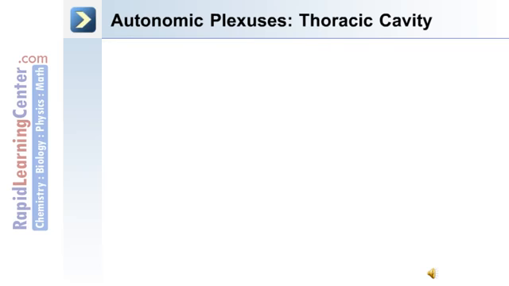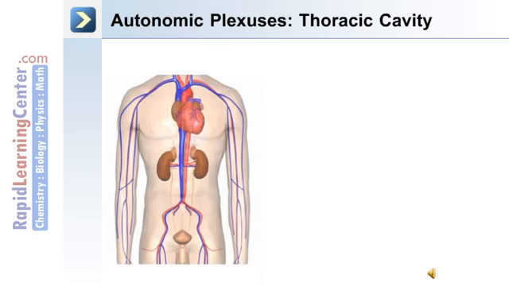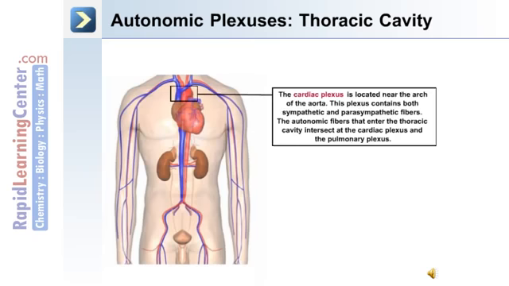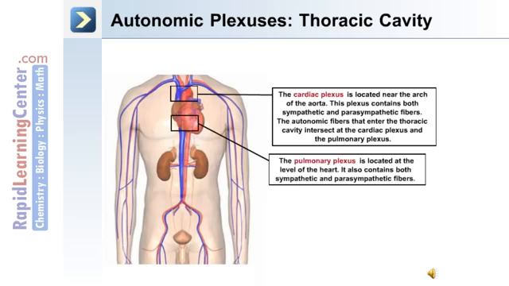Let's continue our discussion of the autonomic plexuses, beginning with the plexuses in the thoracic cavity. The cardiac plexus is located near the arch of the aorta, and this plexus contains both sympathetic and parasympathetic fibers. The autonomic fibers that enter the thoracic cavity intersect at the cardiac plexus and the pulmonary plexus. The pulmonary plexus is located at the level of the heart, and it also contains both sympathetic and parasympathetic fibers.